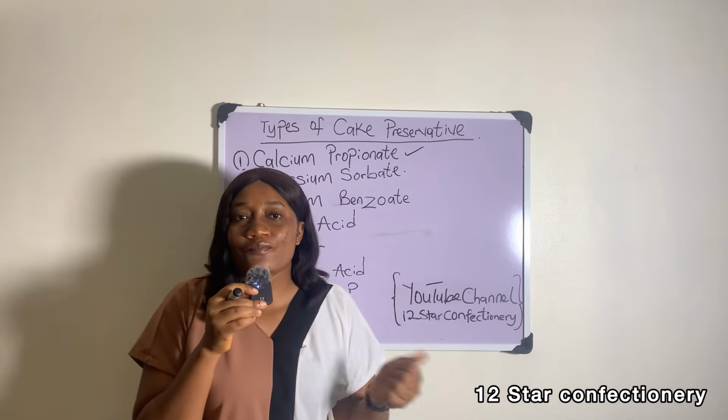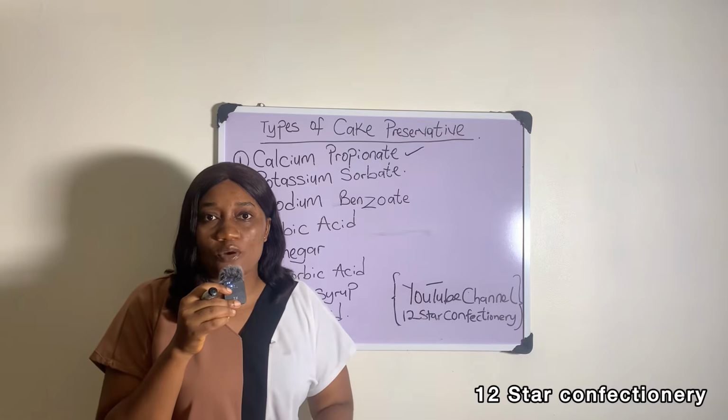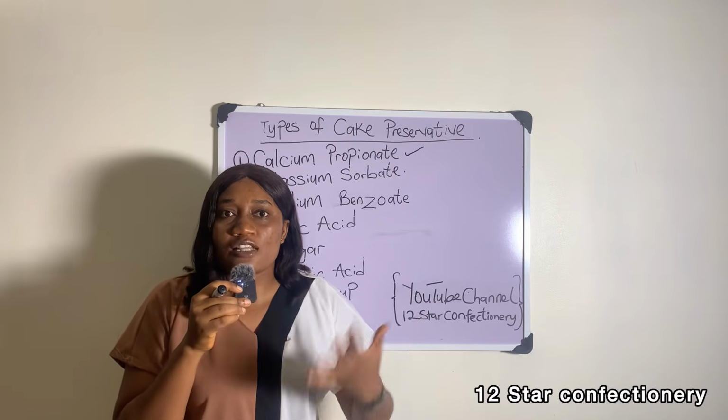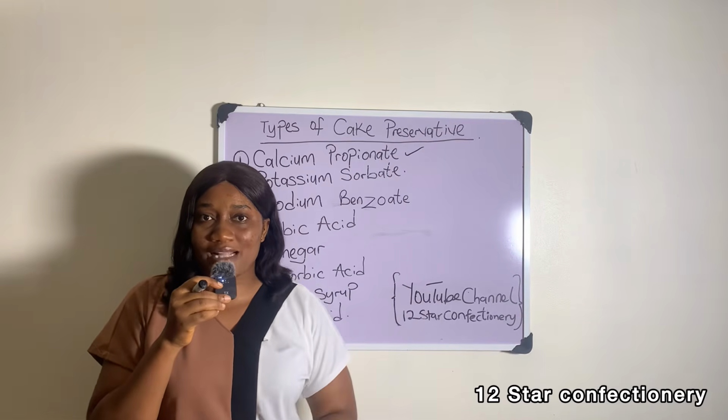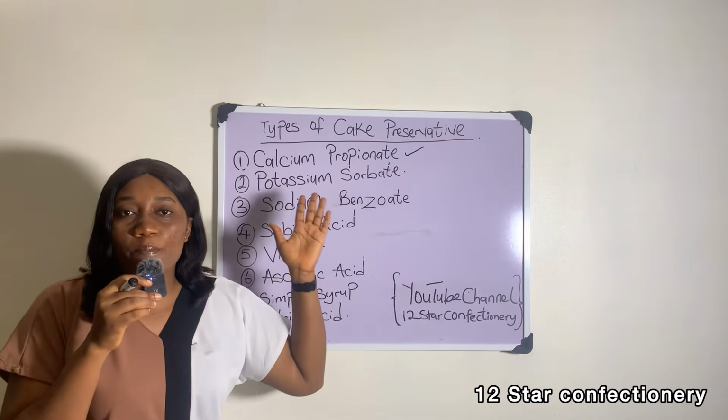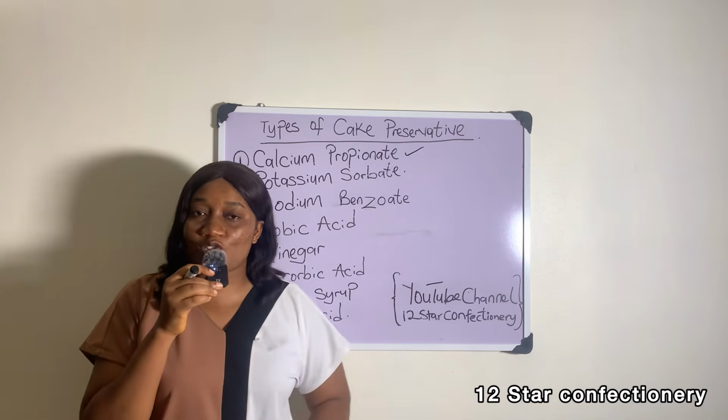Now it's just like taking antibiotics into your body. When you take antibiotics, they go into your body to fight germs and bacteria. This is also what calcium propionate does to your cakes and pastries.